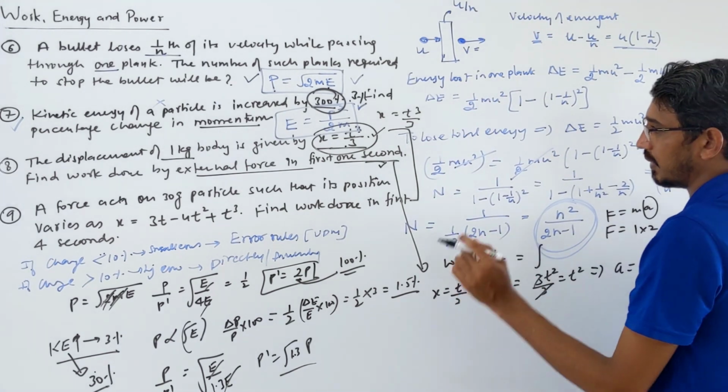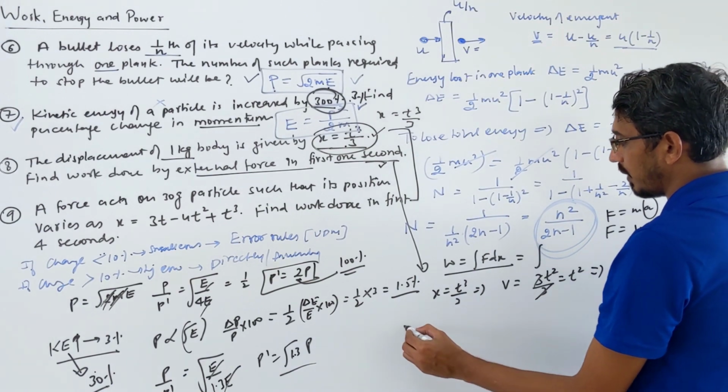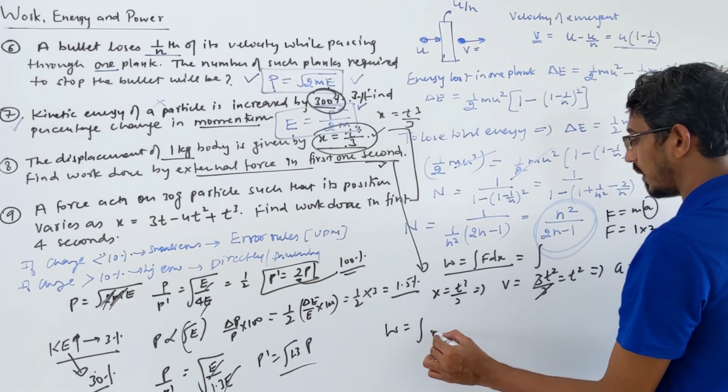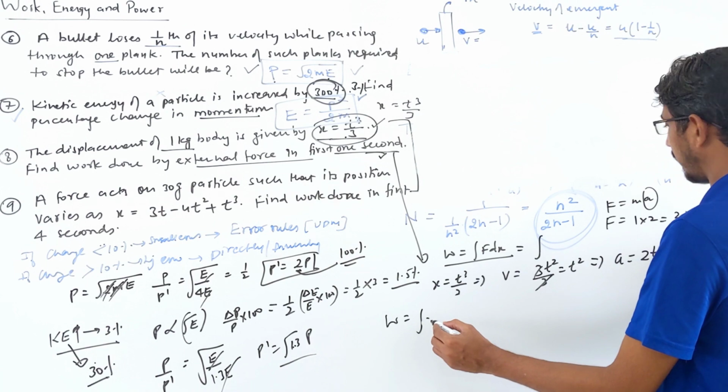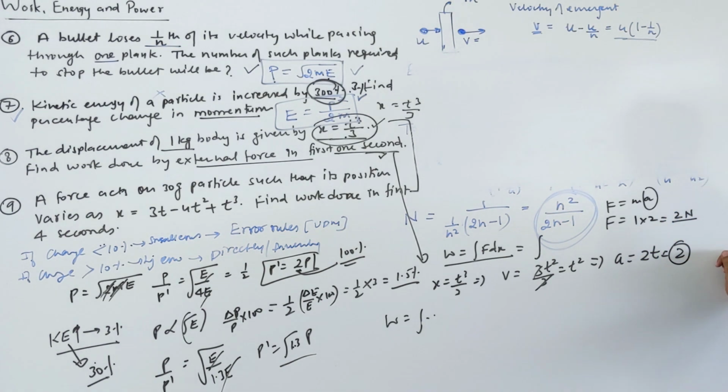Now use this formula, right? Work done is force into dx. So look here, work done will be force, which we have calculated as ma, already calculated here as 2. Okay, what we do, we should not put time because time is variable.